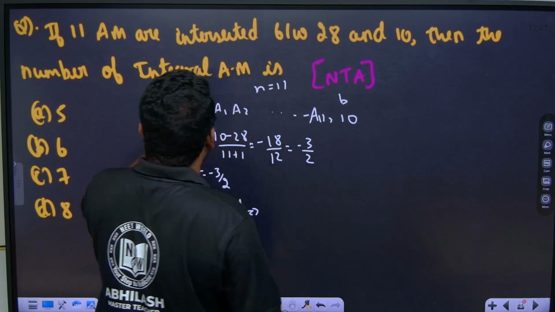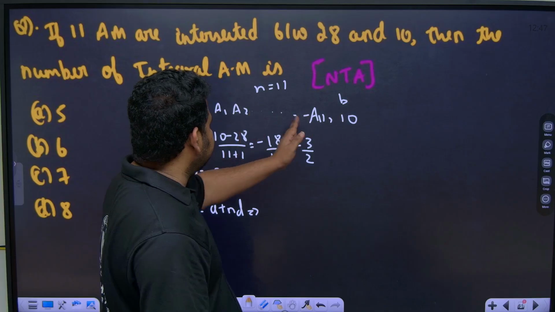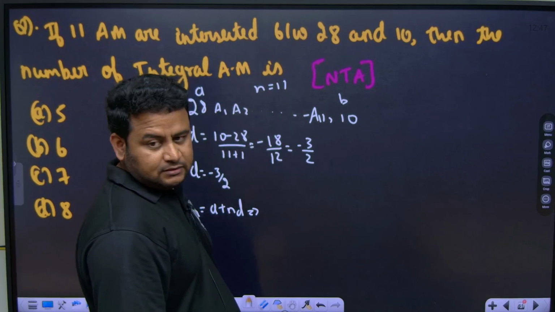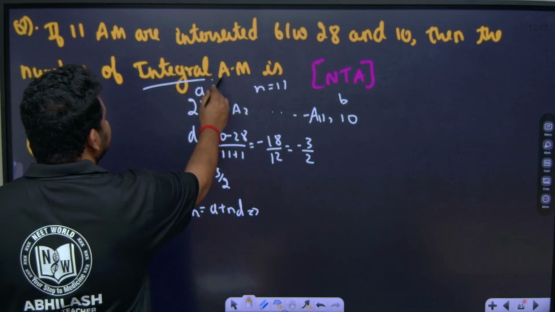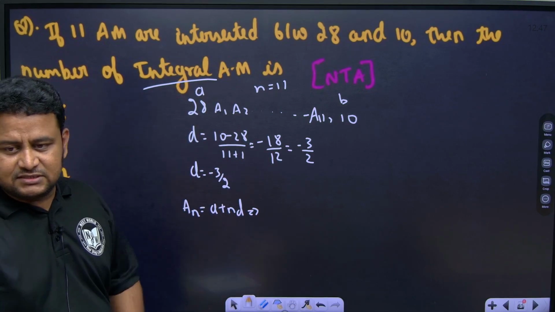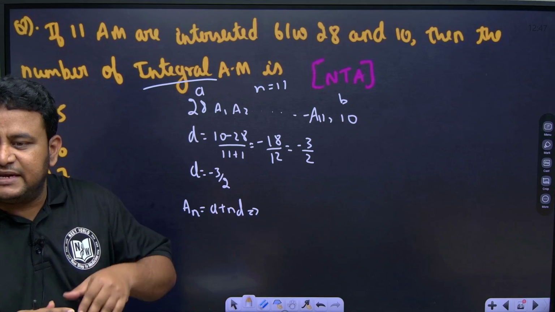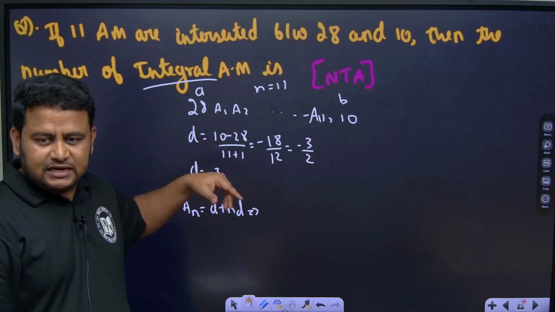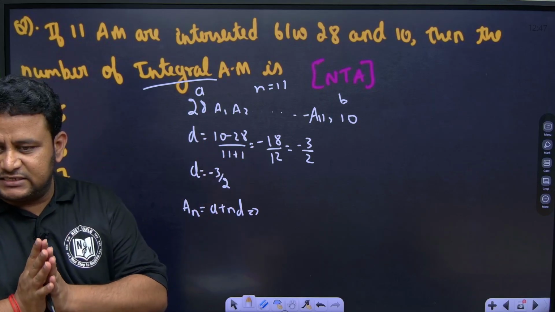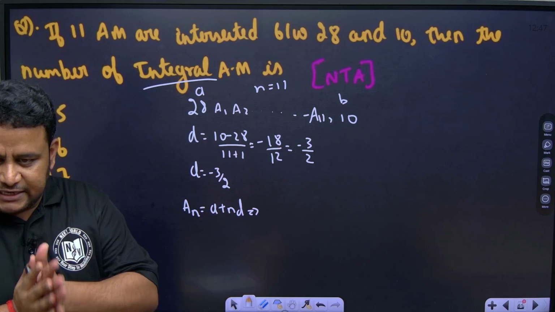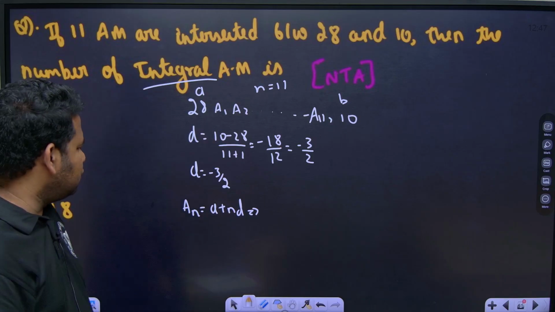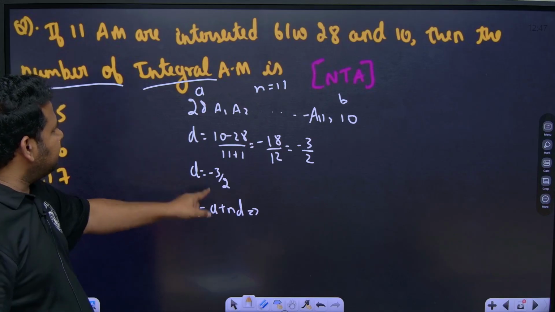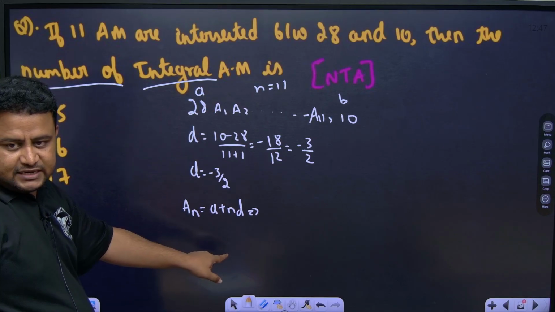See, they gave a1 up till a11, they have inserted the arithmetic means. They are asking the number of integral arithmetic means. An integral arithmetic mean means the arithmetic mean value which we get should be an integer. At some places it will not be an integer, it will be a fraction. They want an integer, which is a whole number with negative signs, including 0. So here I will put a plus nd. Here n is the index of the arithmetic mean. Don't get confused, here n is different.